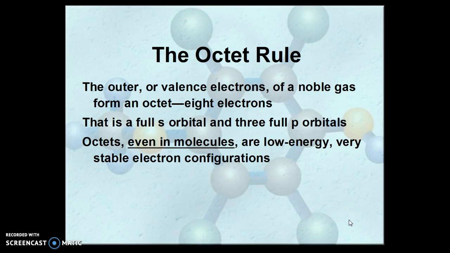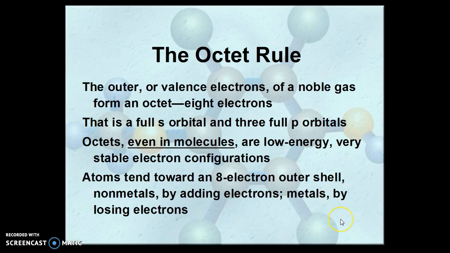Now in ions, of course, they are not only very stable, they belong to the ion itself. So sodium has lost an electron and has a 2s2 2p6 configuration because it's lost that outer shell electron, and the chloride, of course, has gained an electron to give it, in that case, a 3s2 3p6 configuration. All of those are very low energy. So atoms tend towards an 8 electron outer shell, an octet. Nonmetals do it by adding electrons, metals by losing electrons.